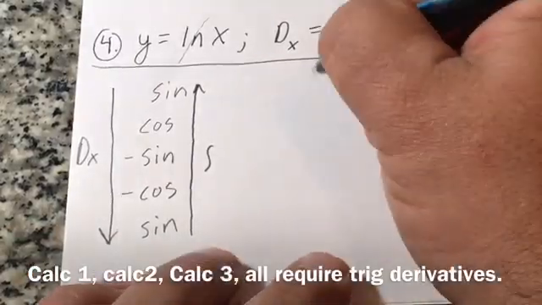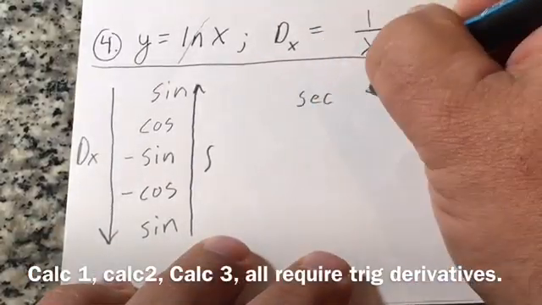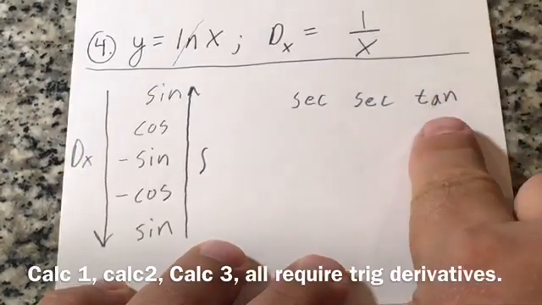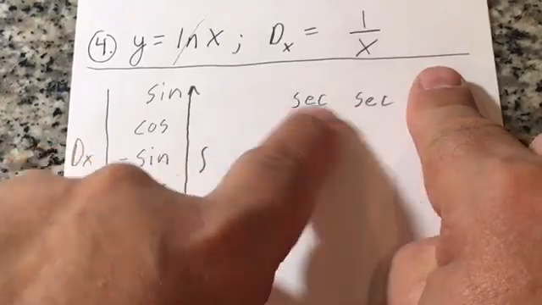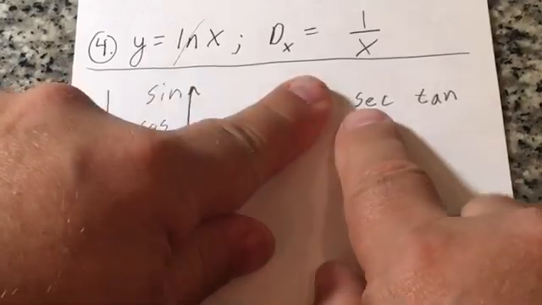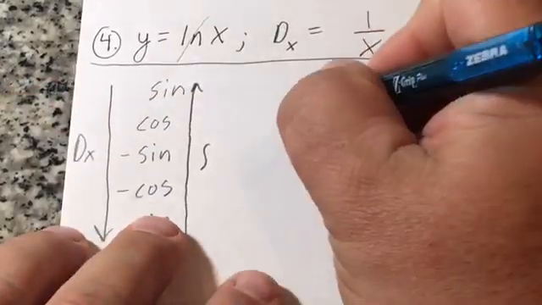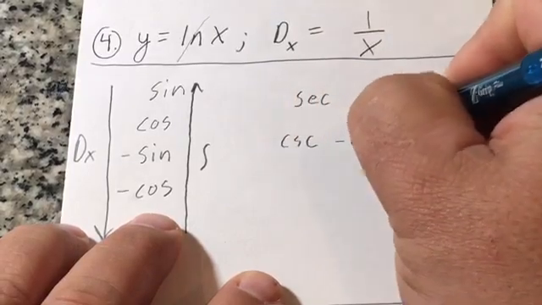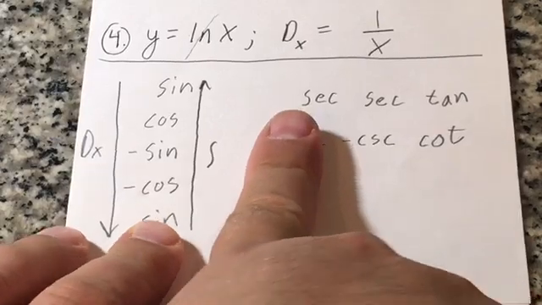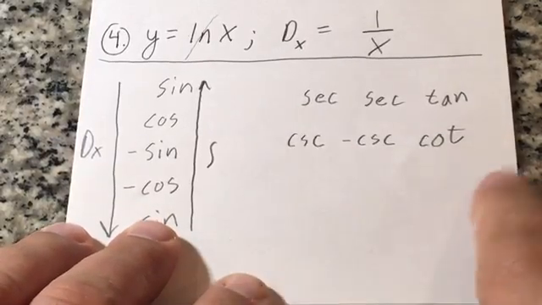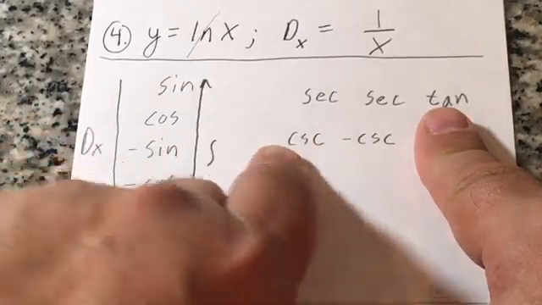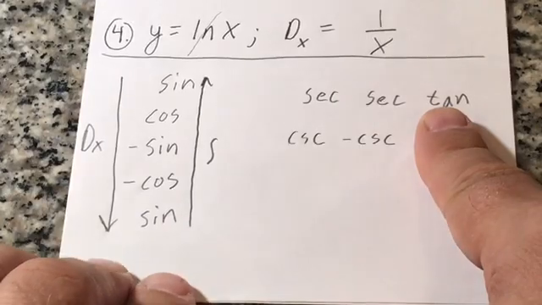Other zippy quick trig derivatives is secant, secant, tan. So if I were to ask you what the derivative of tangent was, your answer would be secant, secant, or secant squared. If I were to ask you what the derivative of secant was, your answer would be secant tan. Cosecant, negative cosecant, cotan. So the derivative of cosecant would be negative cosecant, cotangent. And the derivative of cotangent would be, because a positive times a negative is a negative, negative cosecant cosecant or negative cosecant squared.